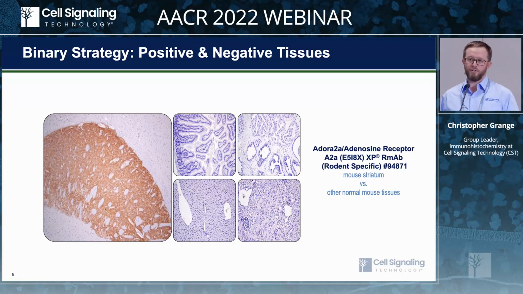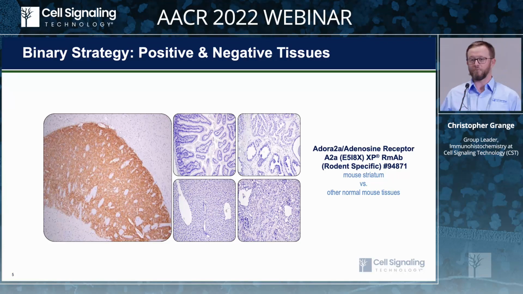So the first strategy is a binary strategy. This is when you have a model with a confirmed expression of your target of interest and another model where you know that your target of interest is not expressed. Here we're looking at ADORA 2A, which is a target that's expressed exclusively in the striatum of the brain. So this is a pretty easy target to validate, right? Because expression is so limited.